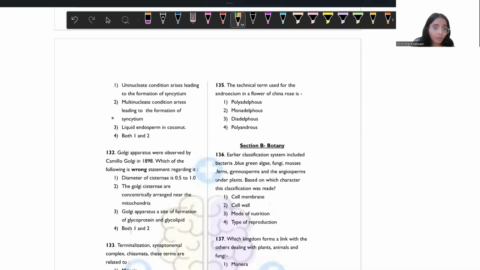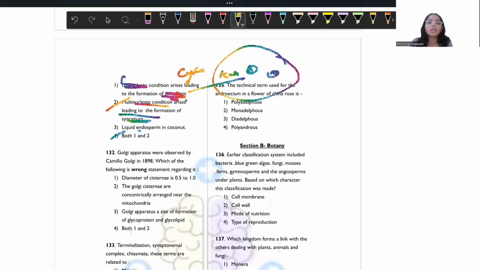Yes. So the answer to this question is option number 2, which says multinucleate condition arises leading to formation of syncytium. The other option is wrong because if it is uninucleate, it cannot be syncytium, since syncytium means multiple nuclei. Understood? If there is no cytokinesis and there is only karyokinesis, then two nuclei will be present in one cytoplasm. This will lead to multinucleate condition, and this is known as syncytium.